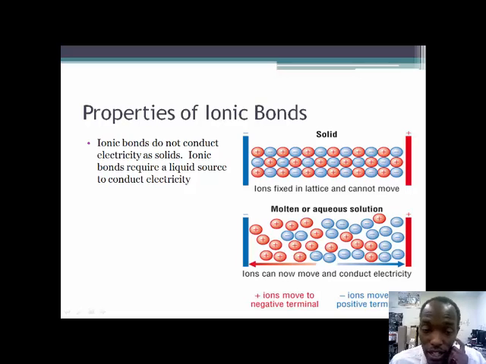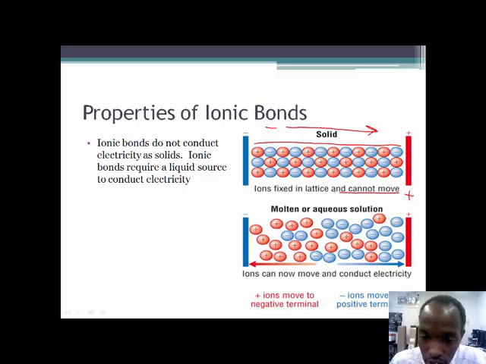And then properties of ionic bonds continued. Ionic bonds do not conduct electricity as solids. Ionic bonds require a liquid source to conduct electricity. So here's ionic bonds as solids. Remember, in order for electrical current to be achieved, the negatives will flow to the positive sides, because we all like our opposites to attract, and the positives will flow to the negative side. But because they're so tightly packed in ionic bonds, they can't move.